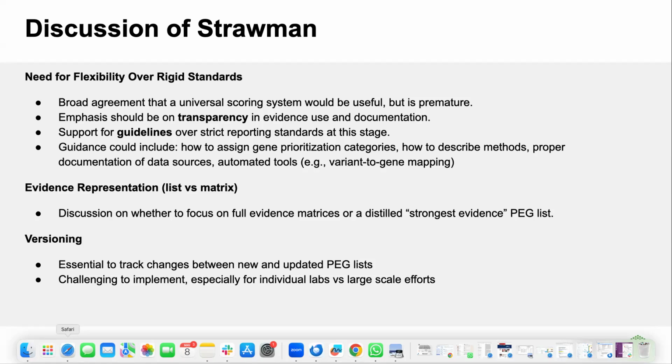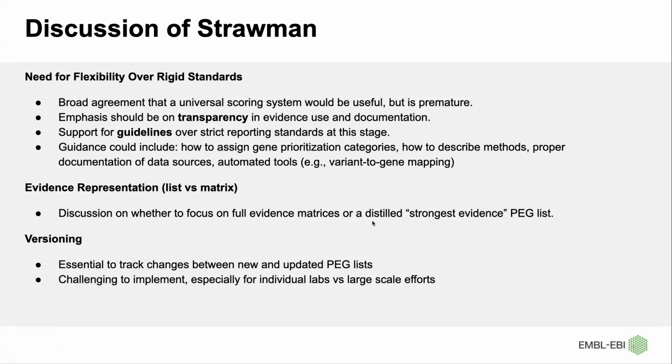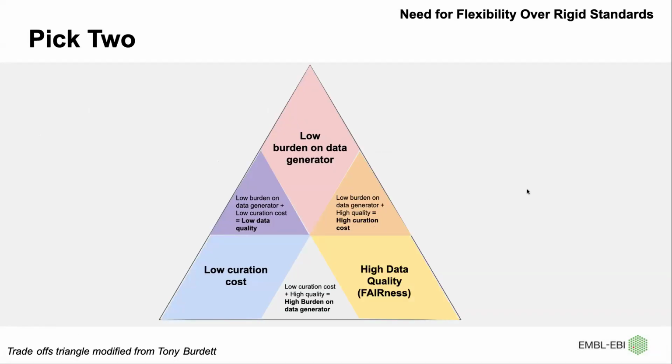So I'm going to show you a triangle now. In an ideal world, in our recommendations for what a standard would look like, we would be able to deliver all three features, all three corners of this triangle, right? These are important. We want to deliver something that produces high data quality. And by quality, what I actually mean is FAIRness, right? That the data is findable, accessible, interoperable, and reusable.